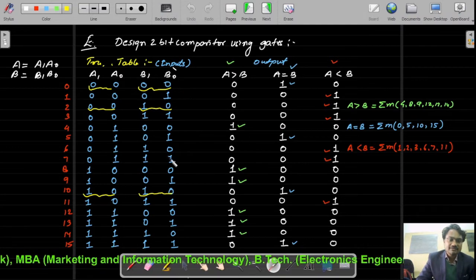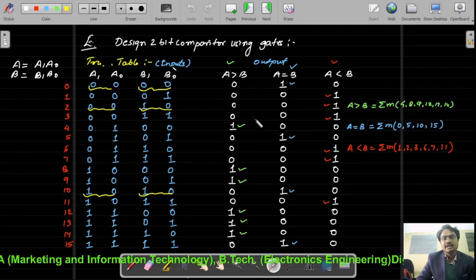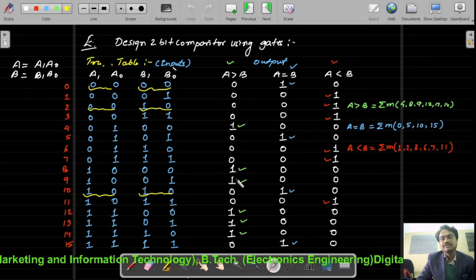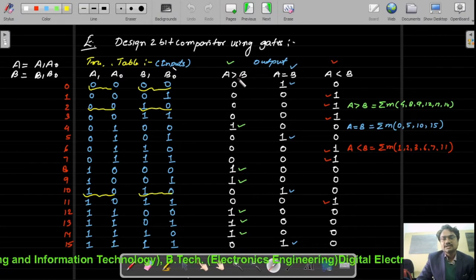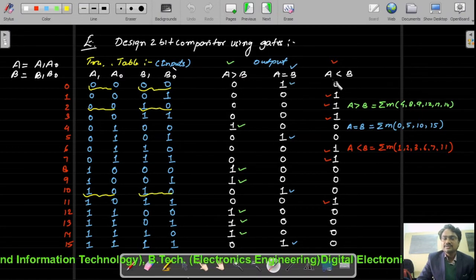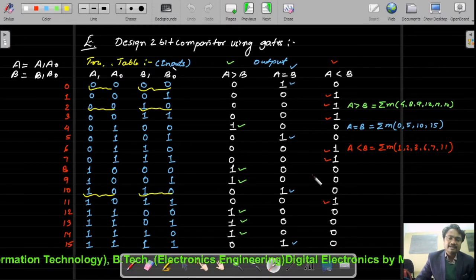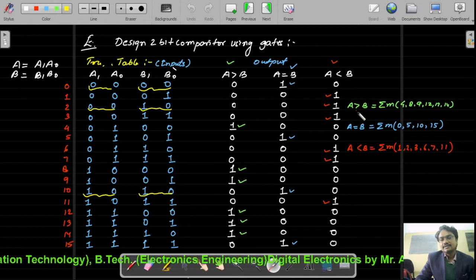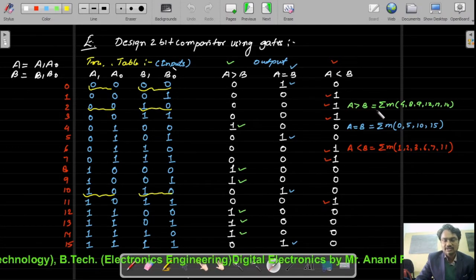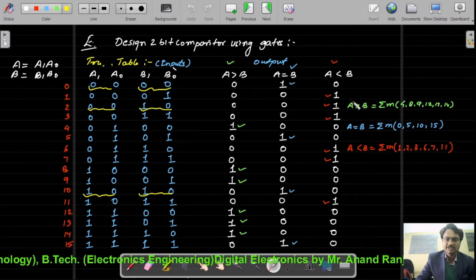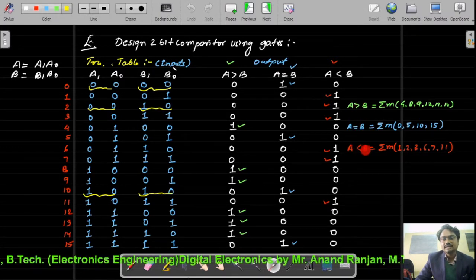Similarly, we do all the comparisons of the 2 digits of A and B, and we mark specific ones in the given conditions: A greater than B, A equal to B, and A less than B, in this fashion. And finally we have the shortcut representation, the minterm representation, of the outputs A greater than B, A equal to B, and A less than B.